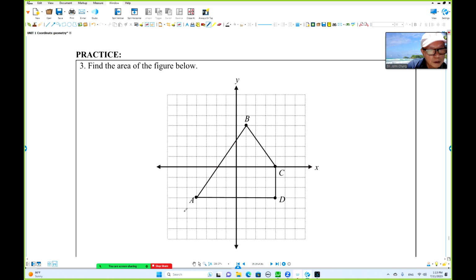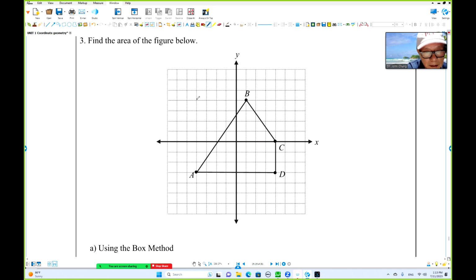Unit 1 is unit 1. Box plot, yes. Make a box, make a box. Oh, this time is very simple. When you make a box, we have only 2 triangles there, regular 2 triangles.